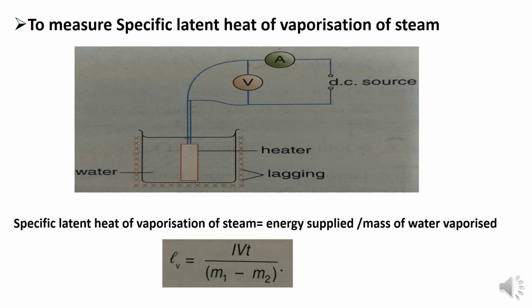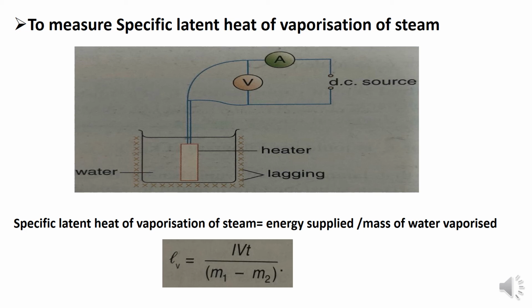After 10 to 20 percent of the water has boiled off, switch off the heater and cover the beaker with a lid. Stop the clock and record the time of heating. Find the mass of water left in the beaker. Whatever you did before, repeat it and find the mass of the water left in the beaker. Then you can calculate the specific latent heat.